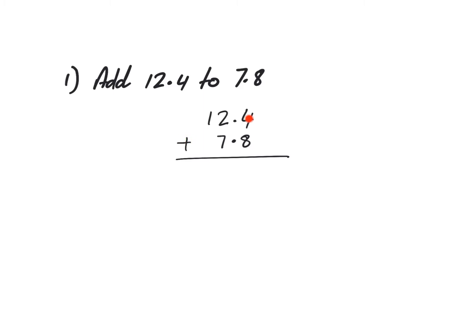Alright, so 4 add 8, and that gives us 12. Bring down my decimal place because it's in exactly the same spot all the way through. Alrighty. 2 add 1 is 3, add 7 is 10, and 1 add 1 is 2, and the answer therefore of 12.4 add 7.8 is 20.2.